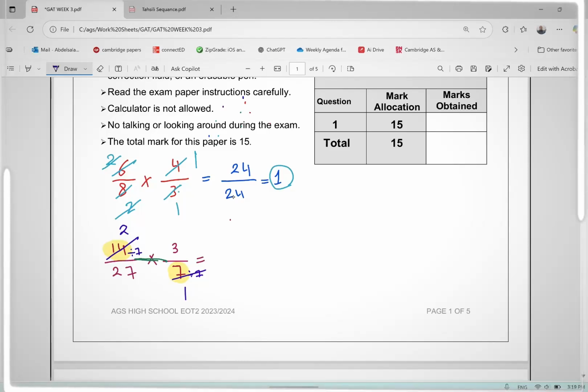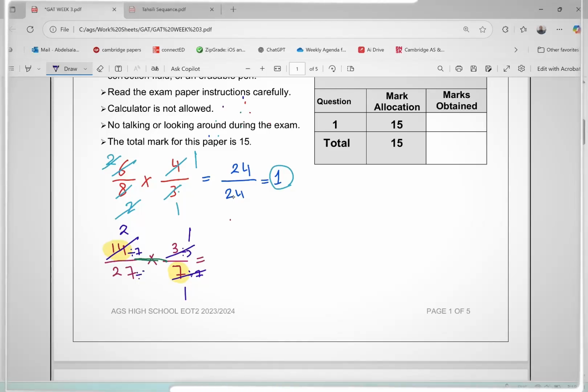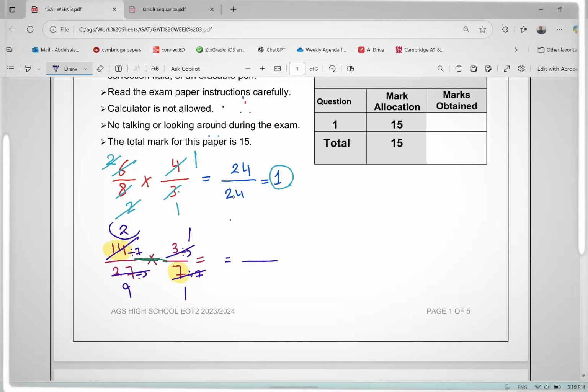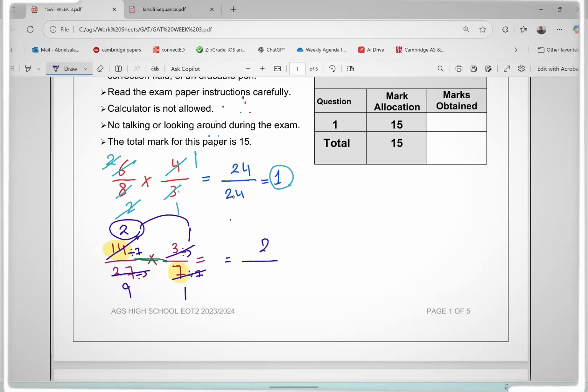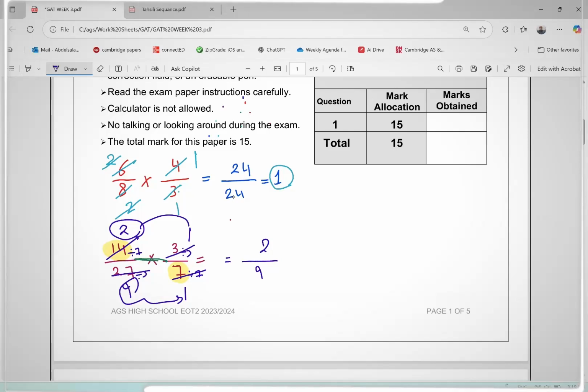Now 3 and 27, you have to divide by 3. So I divide by 3, which is 1. Divide by 3, which is 9. So the answer is, now I have 2 multiply 1 equals 2. 9 times 1 equals 9, and we finish it quickly.